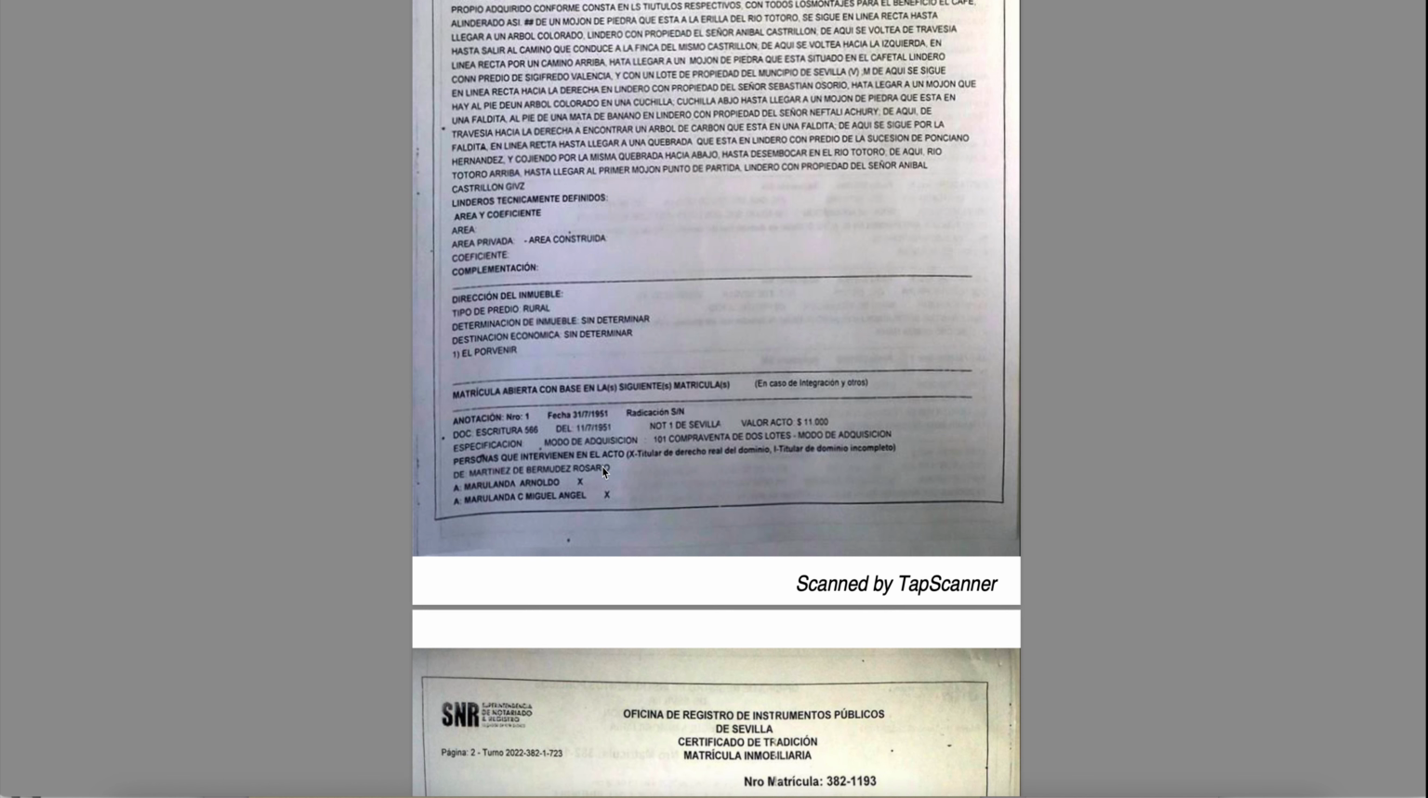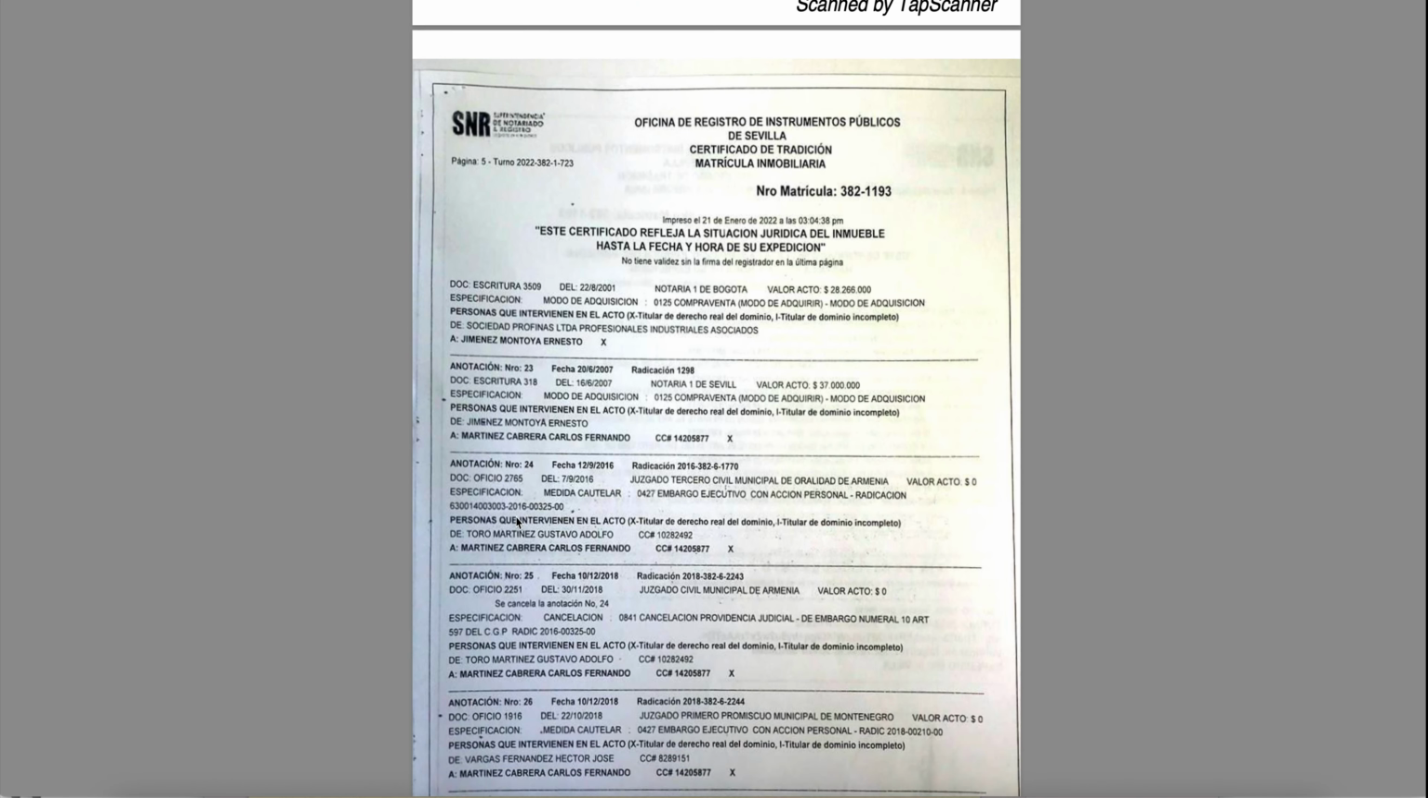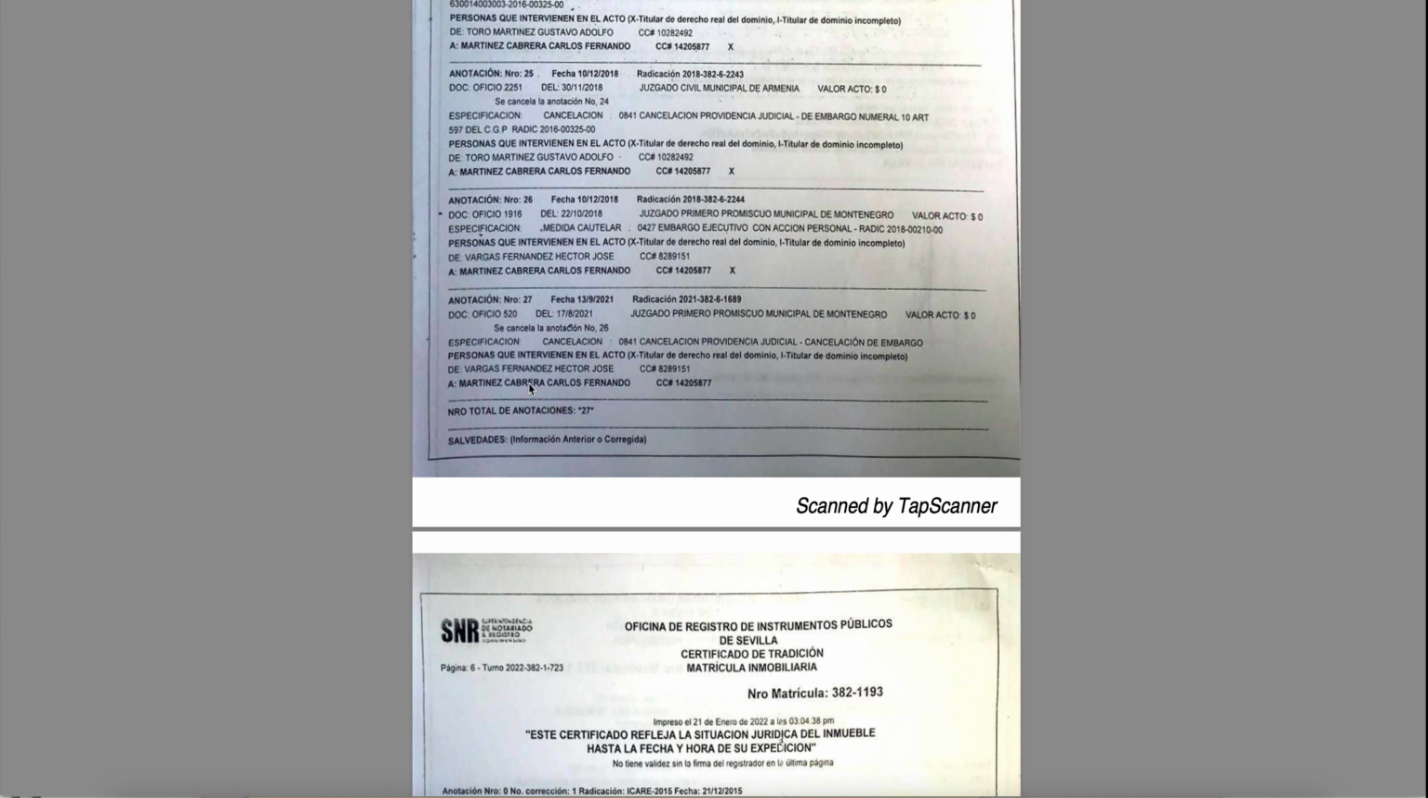Let's see, we start seeing that we have annotation number 1, annotation number 2, 3, 4, 5, 6, 7, 8, 9, 10, 11, up to 25, 26, 27, and we go to the end of the document, but we see that the last annotation is the number 27. And as I said before, we're gonna check who is the owner.